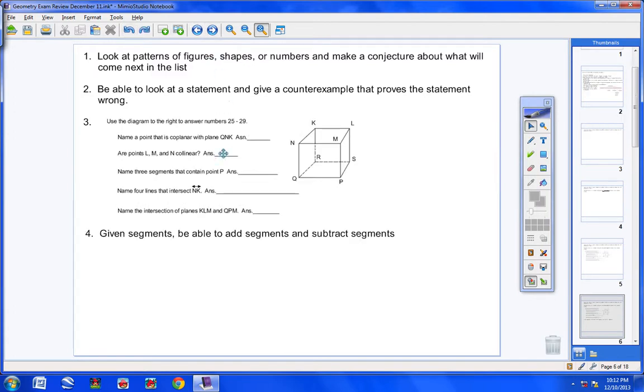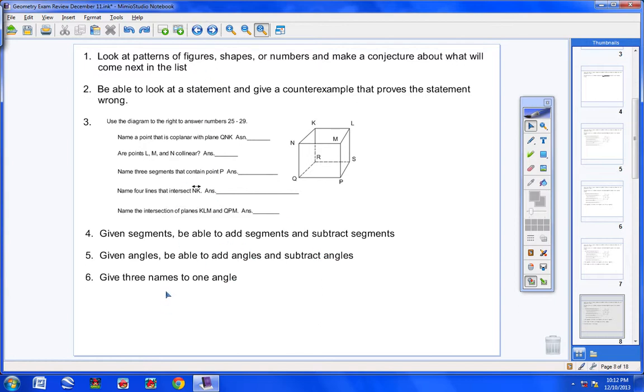Okay, moving on. We also said given segments, be able to add and subtract these segments. We also said given angles, be able to add angles and subtract angles. We did that yesterday during your review video. Number 6, I said be able to give one angle 3 different names. Okay, remember we talked about an angle that looks like this: A, B, C. You could call this angle ABC or angle CBA or just angle B, but be sure and know how to do that, okay?